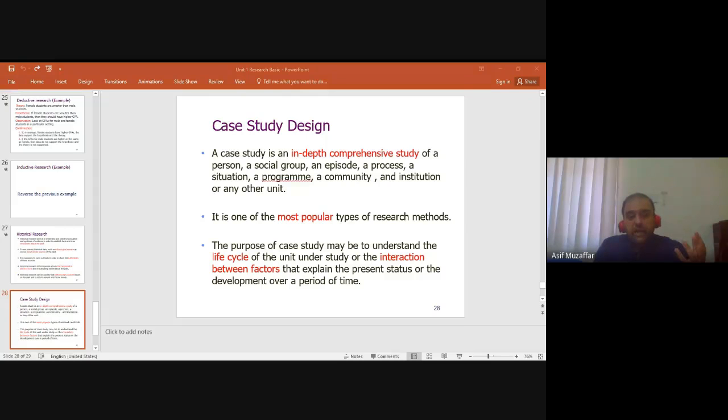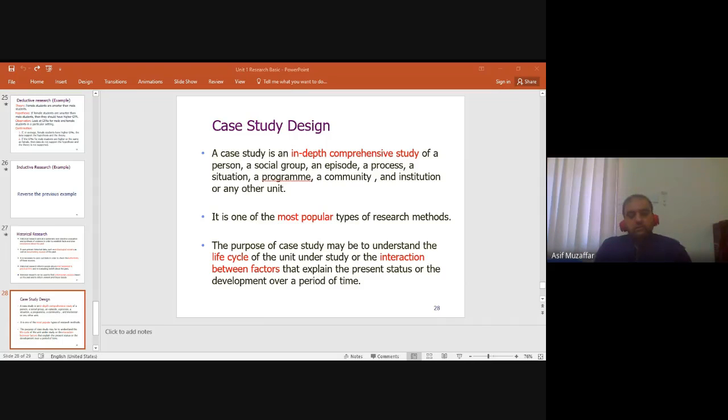Now, one company can have many case studies. One company can have a case study about their production system. Pepsi company can have their case studies about their distribution system as well. How do they distribute their products? Apple company can have case studies about their product development. How do they produce their new products? That means in a company you can have many case studies. Case studies provide information about that business model, what type of business model they are using.